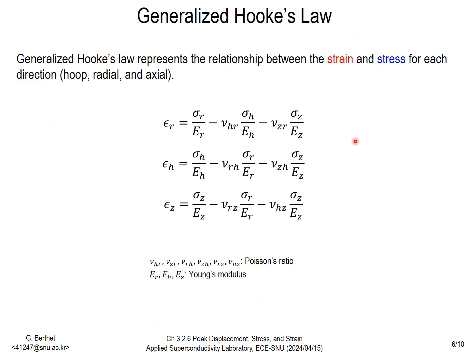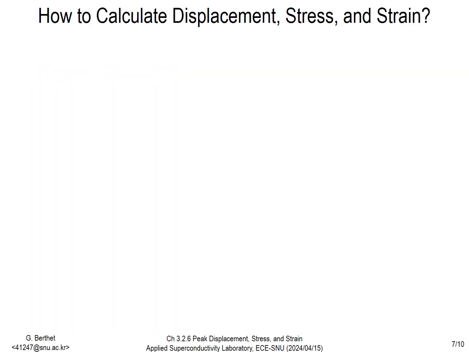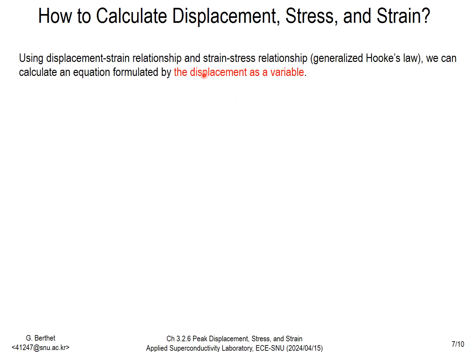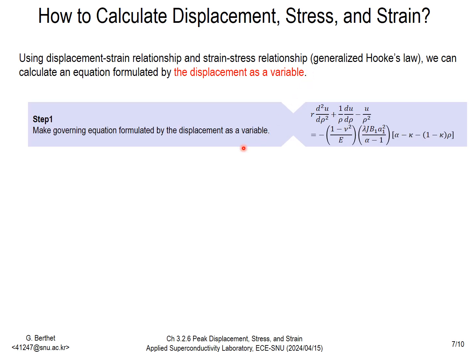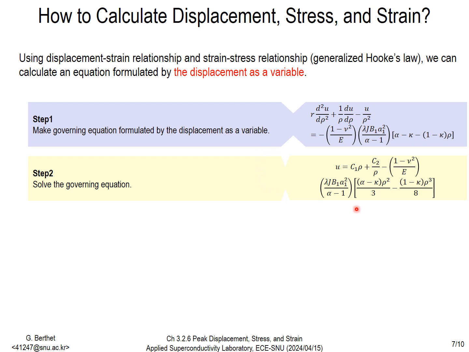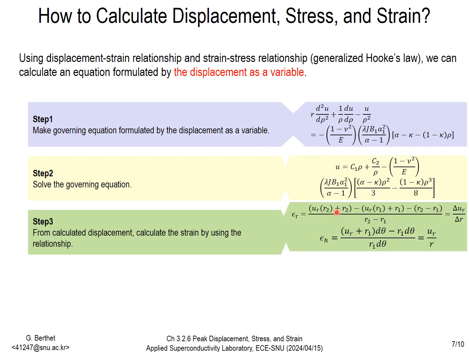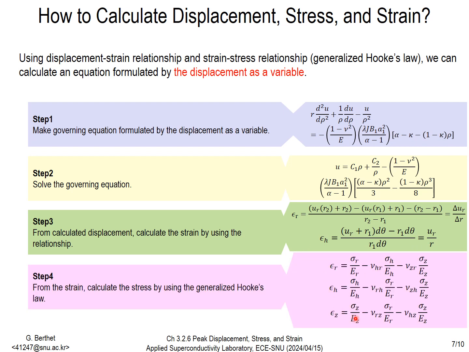For 3D relations, the generalized Hooke's law is used. It links the stress and strain of each direction, accounting also for Poisson's effect. Usually, to calculate the peak displacement, stress, and strain, there are 4 steps. The first is defining the governing equation as a function of the displacement. Here, as an example, the BJR stress, Lorentz force-induced stress, is considered. The second is solving the governing equation. The third is to calculate the strain from the previous results, and last, to calculate the stress by using the generalized Hooke's law.